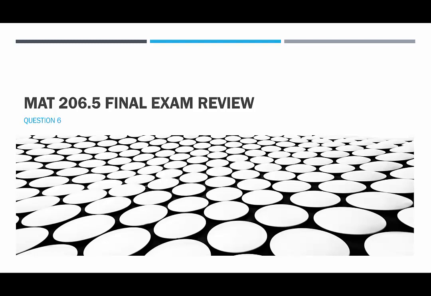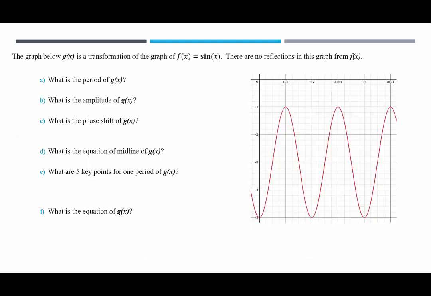In this video, we are going to look at question 6 for the Math 206.5 final exam review. In question 6, we are given a gorgeous sine graph. I know it's a sine graph because it tells me right here that it's a sine graph. And also one more important piece of information is that there are no reflections, but we'll talk about that in a minute.